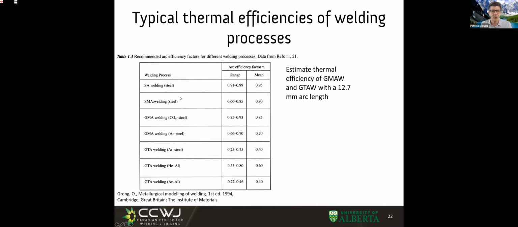SMA is shielded metal arc welding, the way the British call it. Stick welding, 0.8. And these numbers, by the way, some people make a specialty of measuring them and nobody agrees. We can only look at general trends. Say 80%. MIG welding, 85%, because we have losses of radiation, or 80 or something like that. Look at this. TIG welding is much lower.